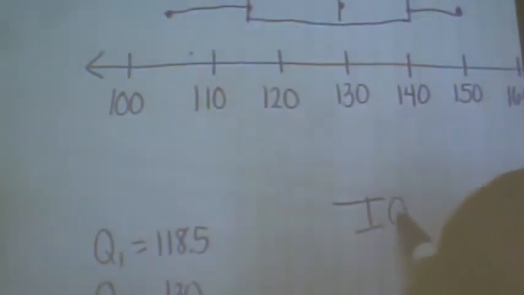Your box, here's your Q3. This is your box. And these are the whiskers. So 25% of the data is between this number and that number. 25% is here, and 25% is here, and 25%. What's the interquartile range?